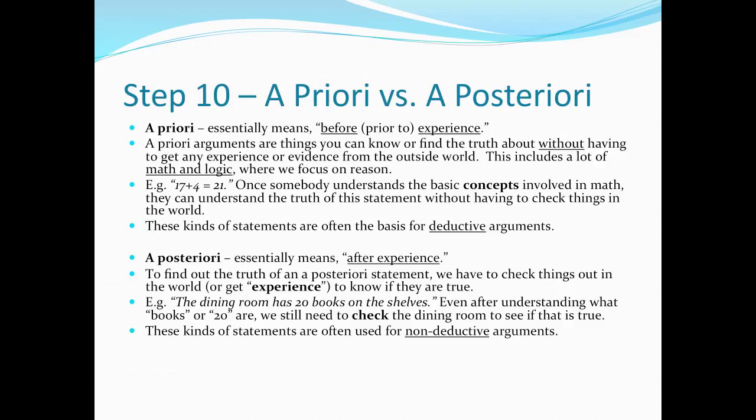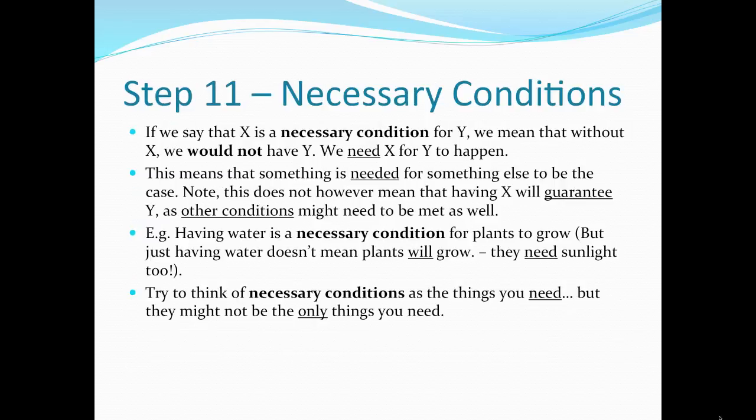A posteriori essentially means after experience. To find out the truth of an a posteriori statement, we have to check things out in the world or get experience to know if they are true. E.g., the dining room has 20 books on the shelves. Even after understanding what books, or 20, are, we still need to check the dining room to see if that is true. These kinds of statements are often used for non-deductive arguments.